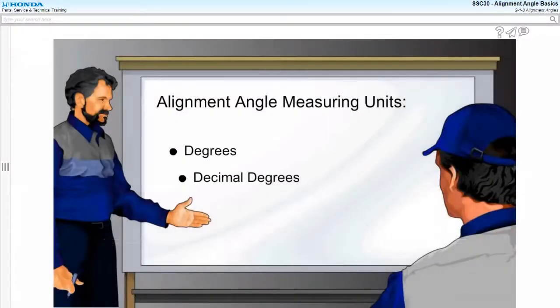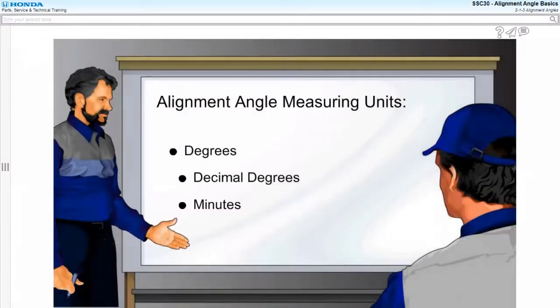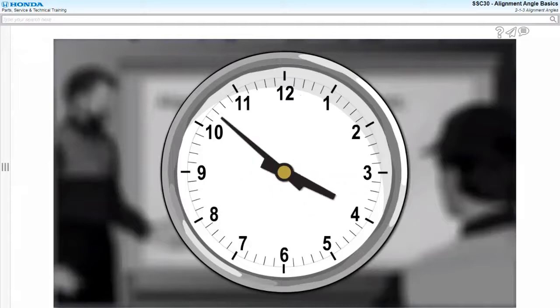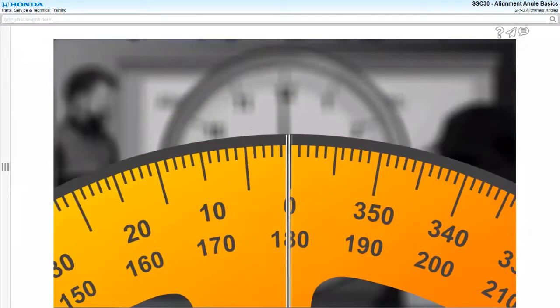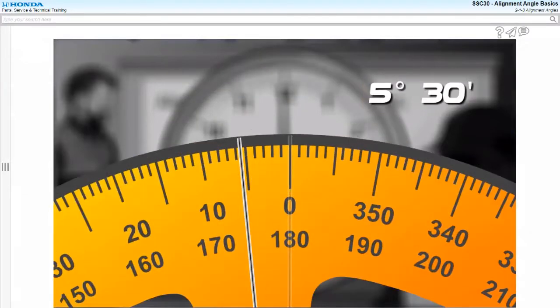Angles smaller than 1 degree can also be shown in minutes. Just like there are 60 minutes in 1 hour, there are 60 minutes in 1 degree, meaning the degree is broken down into 60 equally sized measurements. So the 5.5 degrees we saw earlier could also be shown as 5 degrees 30 minutes. You can see that minutes are displayed with an apostrophe as shown.